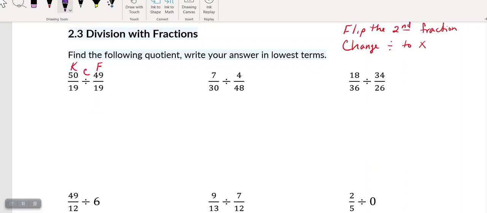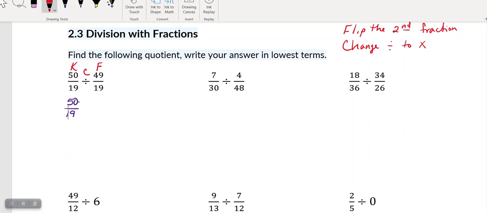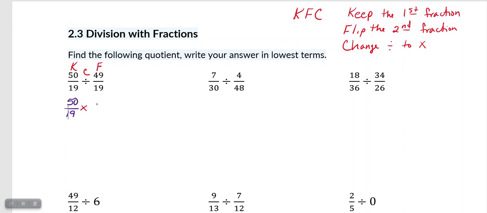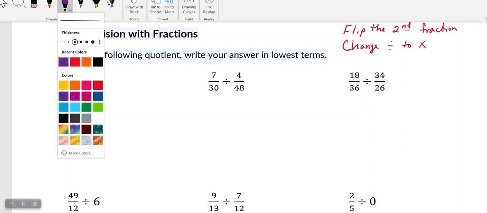Change my colors up a little bit here. So I'm going to keep the first fraction as 50 over 19. I'm going to change the sign in the middle to multiplication, and I'm going to flip my second fraction, making it 19 over 49. Get a different color here that can be seen.